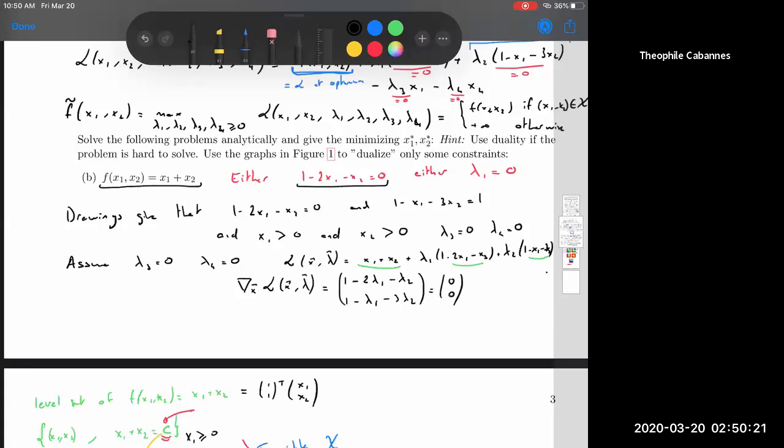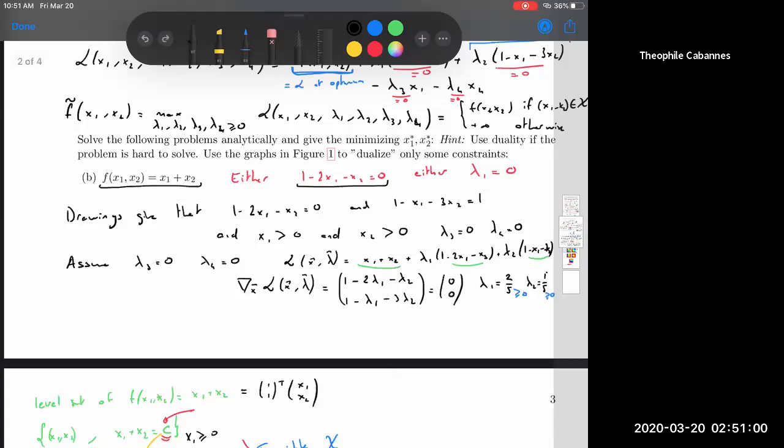And so once you have this, it will give you that lambda 1 is equal to 2 divided by 5 and lambda 2 is equal to 1 divided by 5. And this is good because they are both greater or equal than 0, which is what you want for dual feasibility.